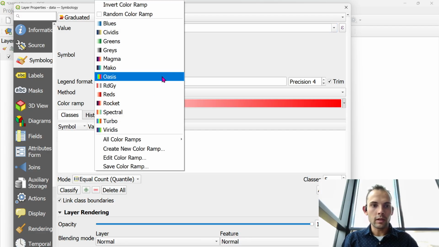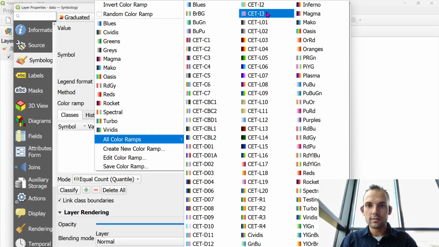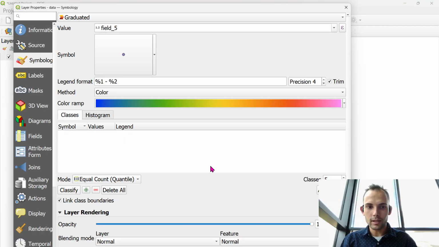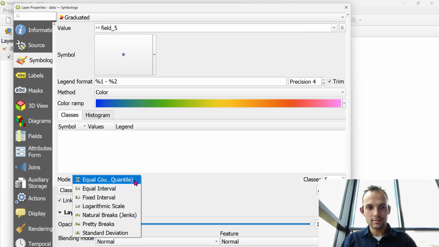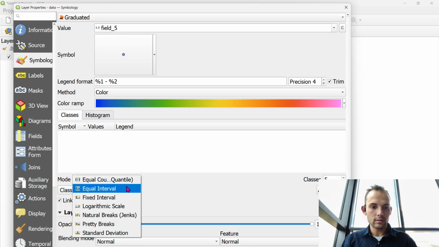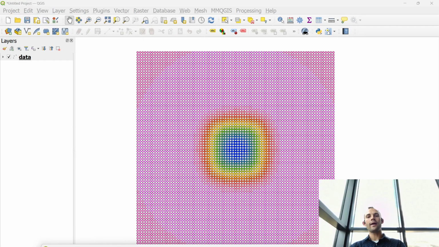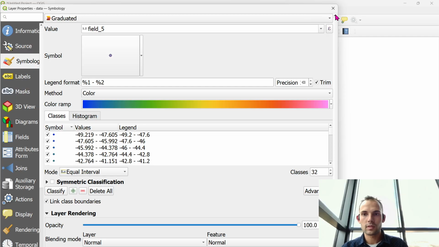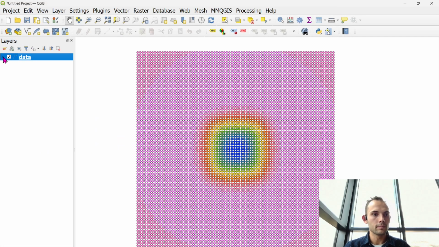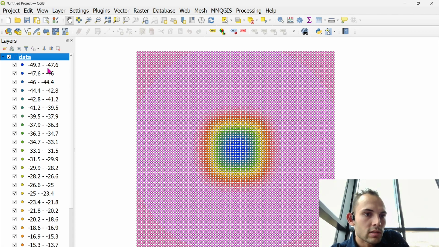Let's pick a, okay, I'll pick a rainbow color map. Equal count, equal interval. I always forget what all these things mean. Let's do 32 classes. Yeah, so this is telling us that the lowest values are right over the top of the cube.